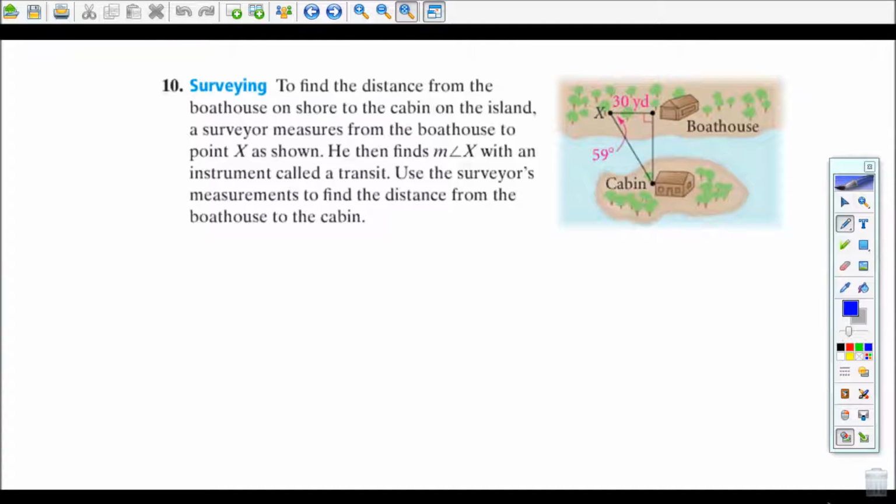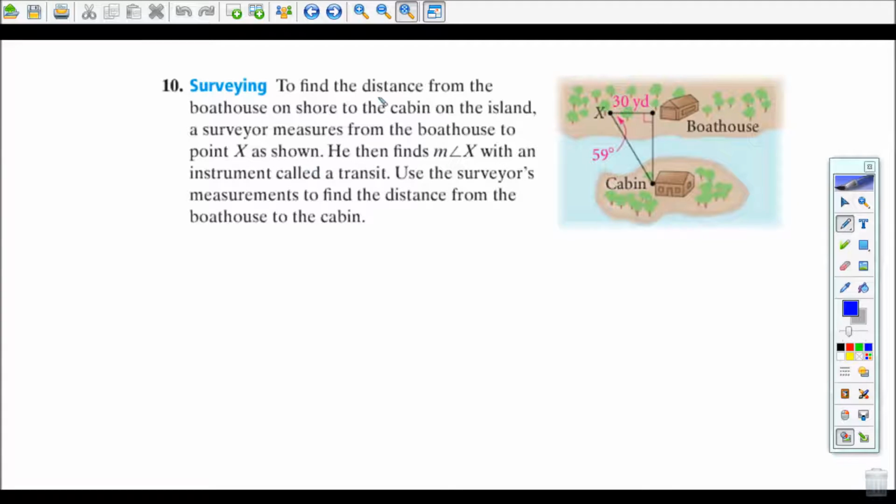This next one is about finding the distance from the boathouse to the cabin. So they give you the word problem. But what was nice about this one, they give you a picture as well. So keep in mind, you'll be at a point where I will give you the word problem and you'll have to draw a picture from what is given.